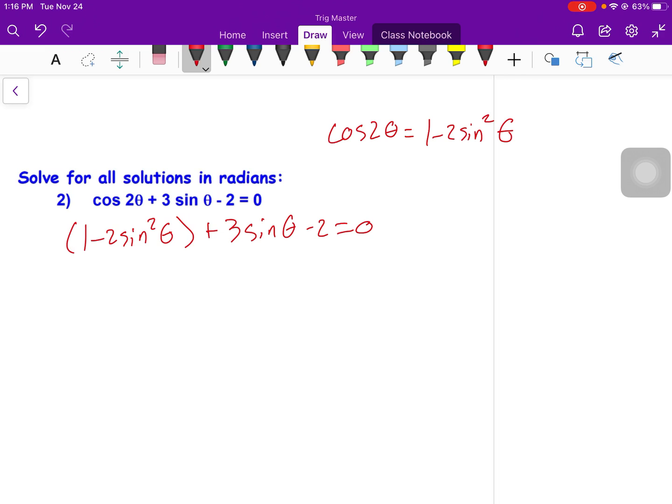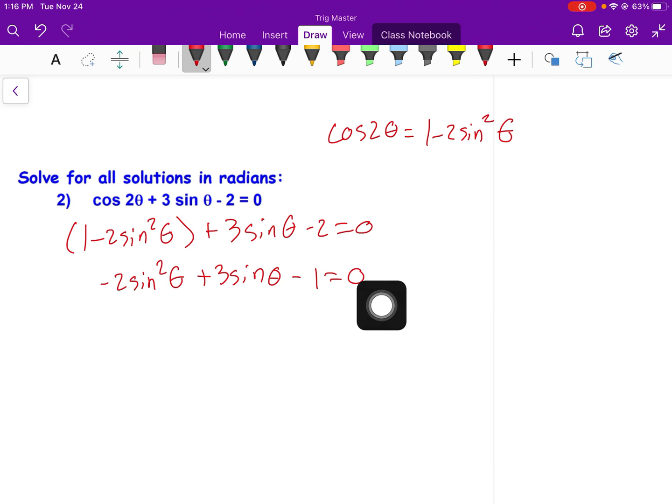Now I'm going to have to combine all my like terms. So I've got negative 2 sine squared theta plus 3 sine theta minus 1 equals 0, because I had that 1 from out front. Now I like to try to factor, and I never like trying to factor when my a value is 1. So I'm going to multiply everything by negative 1, including the right side, which is 0, so that's not really going to change anything.